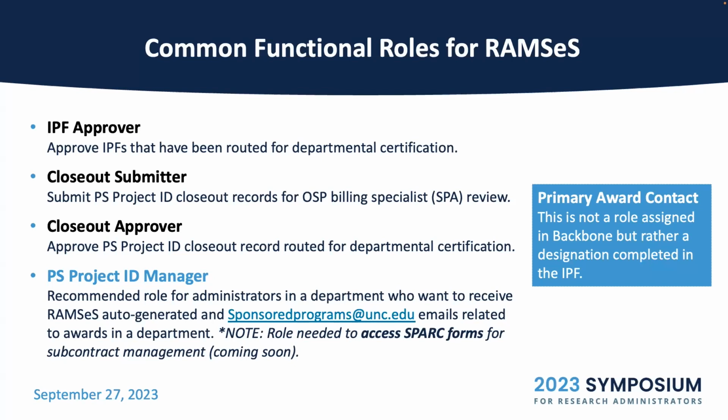And then the primary award contact. I just want to note here, this is not a role. It's not assigned in Backbone. It's actually something that's designated on the completed IPF. So it's separate from the PS Project ID. It's one of the reasons that we use the PS Project ID Manager role when we do those auto-generated emails, in addition to any primary award contact, since that's entered at the IPF stage and that can change over time. So just keep that in mind. Some people think that primary award contact is a role, and it is not.